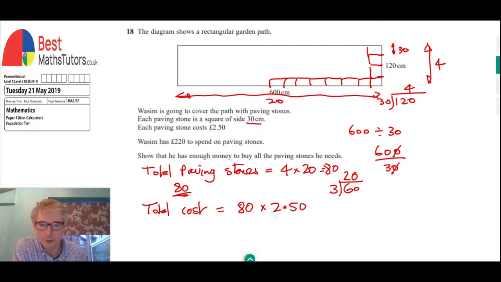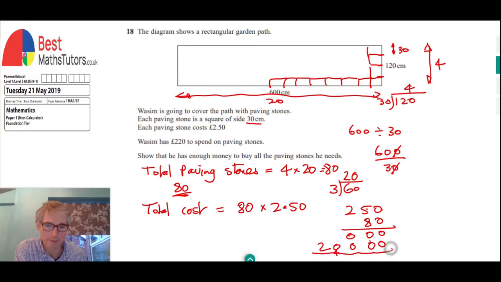£2.50. First of all, we'll just do it without any decimal points, so we'll go 80 times 250. 0 times 0 is 0, 0 times 5 is 0, 0 times 2 is 0, so we just get 0 on the top line. When we multiply through by the 8, because that's in the tens column, we write a 0 there, and that moves everything across by 1. So 8 times 0 is 0, 8 times 5 is 40, so we write down a 0 and carry the 4, and then 8 times 2 is 16, plus the 4 we've carried is 20.